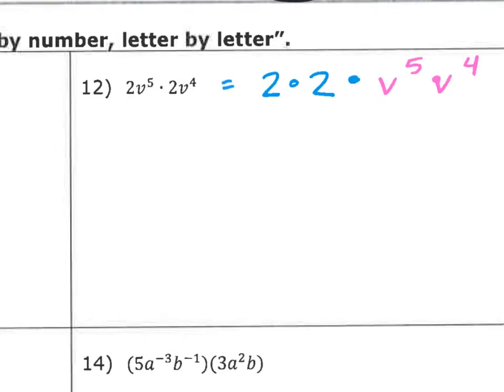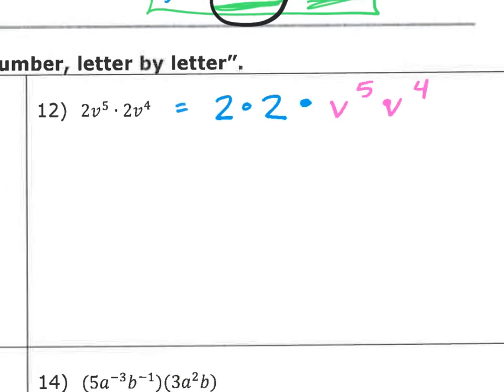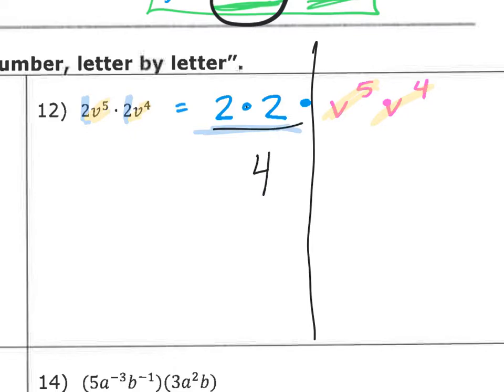Taking a look at problem number 12. Now I want you to notice how we've organized it, and we've used colors to kind of help you see it. But if you look, I took numbers and then I took letters and I put them together. So you're going to hear me say number by number, letter by letter. And you can even kind of think of it as a column and do all your number work on one side and all your letter or your variable work on the next side. So what is 2 times 2? That's 4. This would be the same as v to the 5th plus 4 because the bases are the same. So I know it's 4v to the 9th.